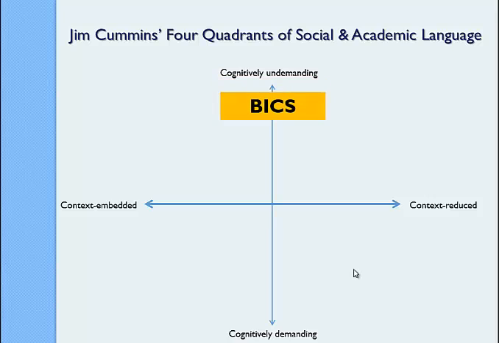So for example, here we've got BICS. BICS is the cognitively undemanding language. It's the language that you already speak, conversational. It doesn't matter context rich or not. It's just that you don't have to think too hard to come up with the words. Whereas CALP, you probably had to study those words. It's cognitively demanding. You might have to think twice about using that kind of language.